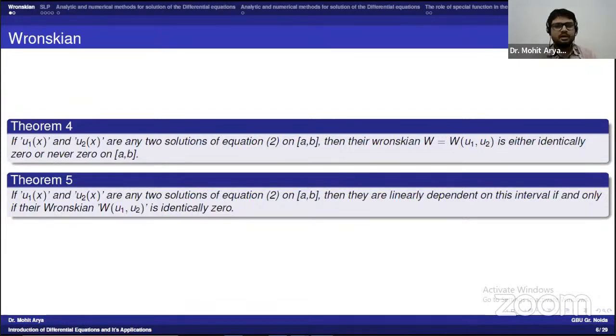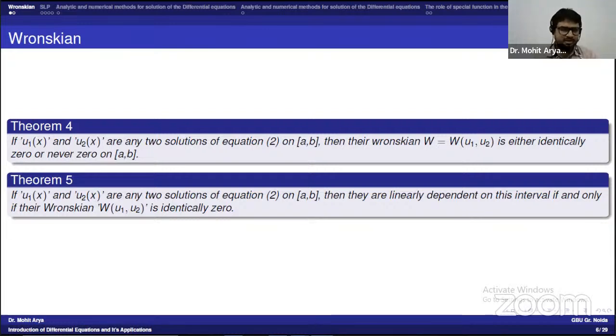Now the next theorem says that if u1 and u2, which are functions of x, are any two solutions of equation 2 on an interval (a, b), then the Wronskian of these two functions u1 and u2 is either identically 0 or never 0 on (a, b).